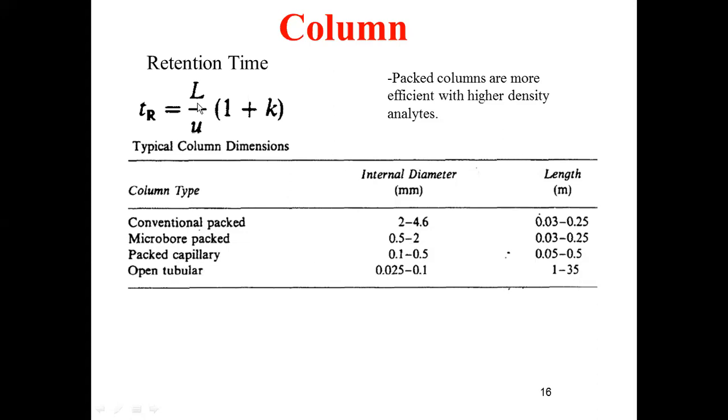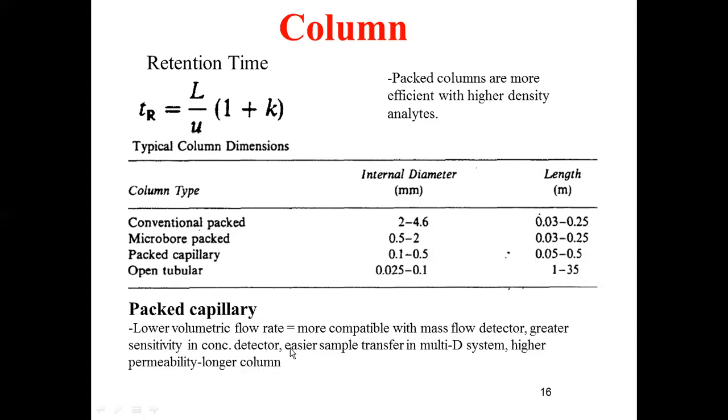So tR is equal to L by u. Even if you increase the length of the column, we can increase the retention time of the solute. Thereby, the resolution can be increased. Thereby, the co-elution of a pair of solutes can be avoided. The solutes can be eluted one by one. This is the advantage of increasing the length of the column.